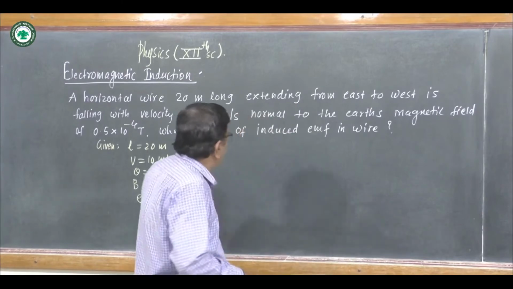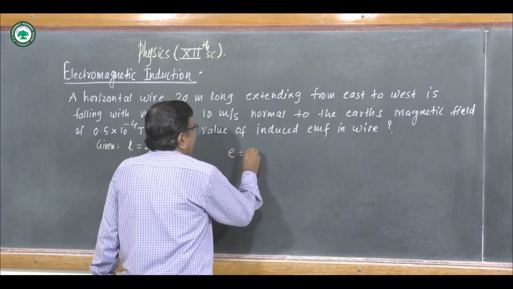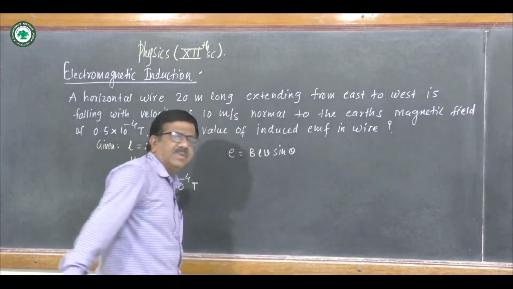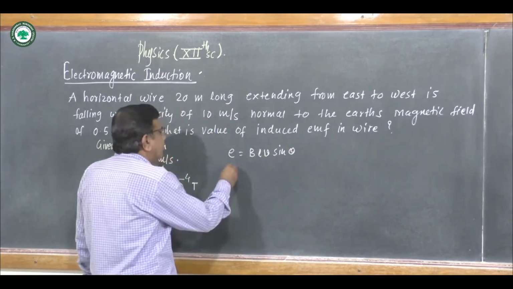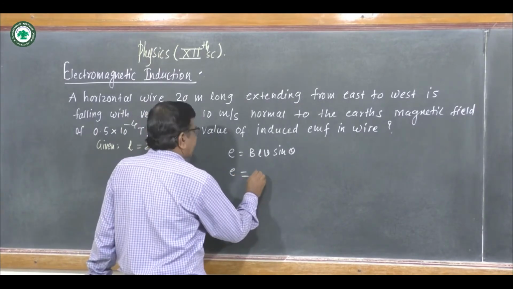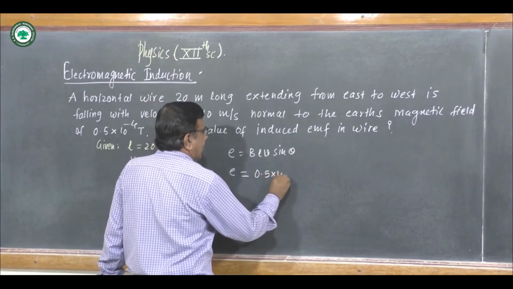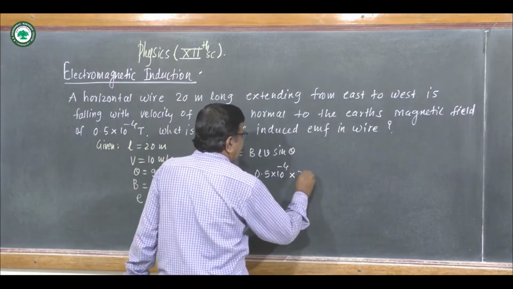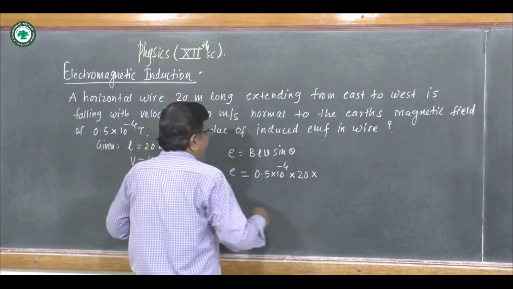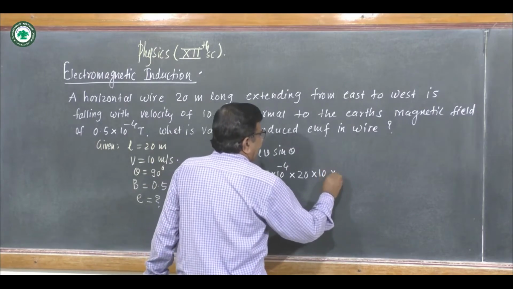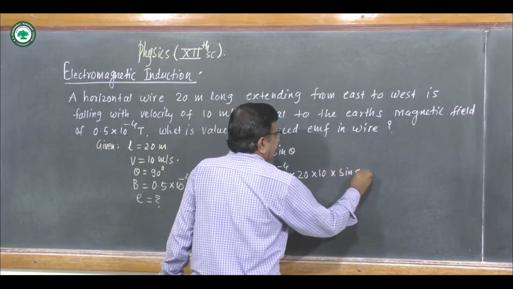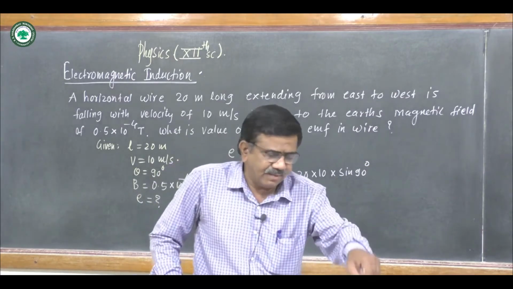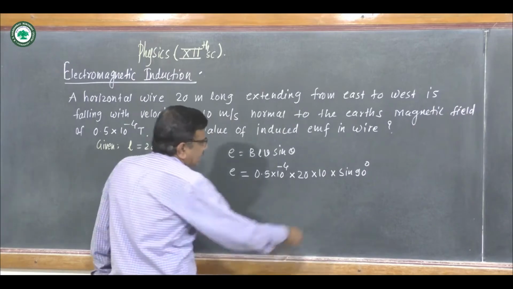We know EMF induced is BLV sin theta. Simply substitute the values. B is 0.5 into 10 raised to minus 4, L is 20, multiplied by V 10 into sin 90. This sin 90 we know is 1.